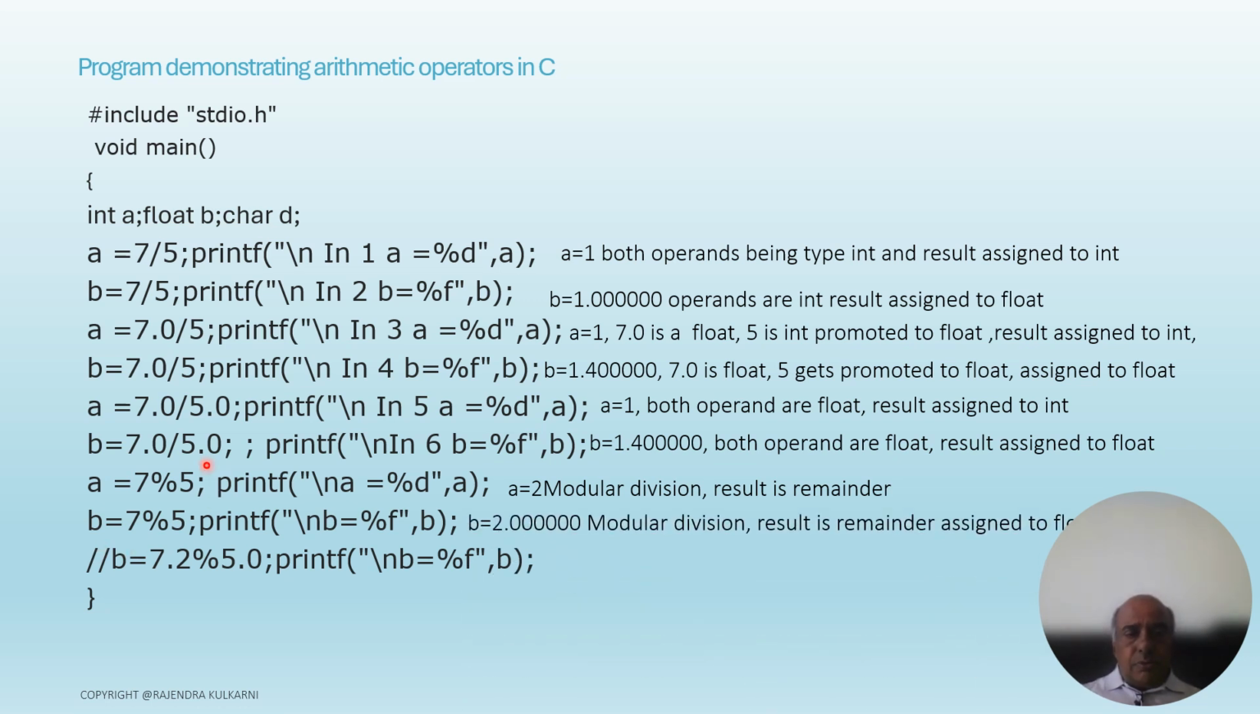b is equal to 7 mod 5 gives us 2 as the remainder assigned to a float variable b, and the printf statement will give us an output b is equal to 2.000000.